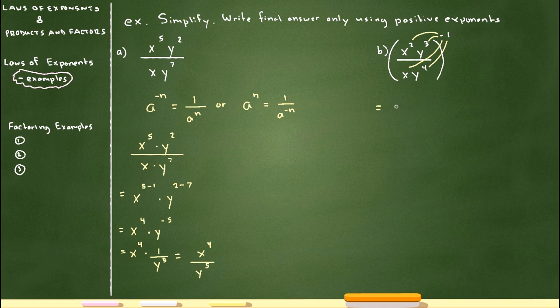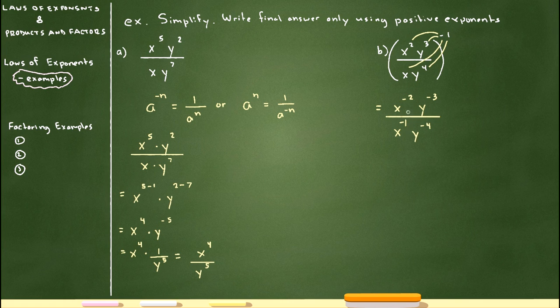So this is going to turn into, now if you remember, the power of a power, x squared to the negative first would be this power times this power, so we get -2. And then the 3 times the -1, we're going to get -3. Now we have a division. And then, now this is x to the first power, right? And 1 times -1, we're going to get -1. And then 4 times -1 for the y, we'll get -4. Okay, so that's fine.